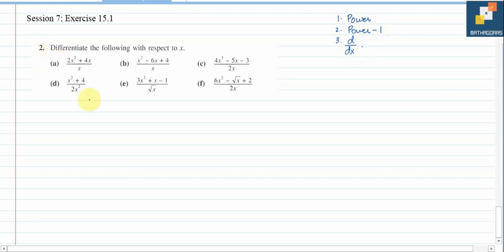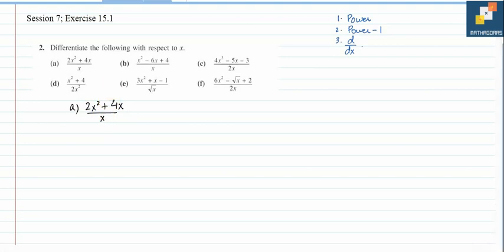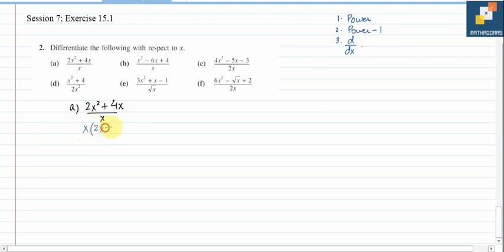We have 6 parts, starting with the first one, A. It says 2x square plus 4x divided by x. Keep in mind that whenever you have a question of differentiation, the first step always is to simplify your equation. From the numerator, if I take common, it will be x, and the leftover is 2x plus 4. In the denominator, it is x only. x and x cancel, so the leftover part is 2x plus 4.